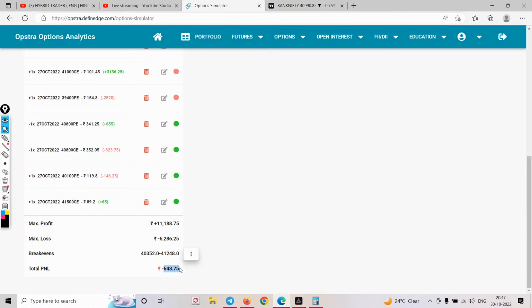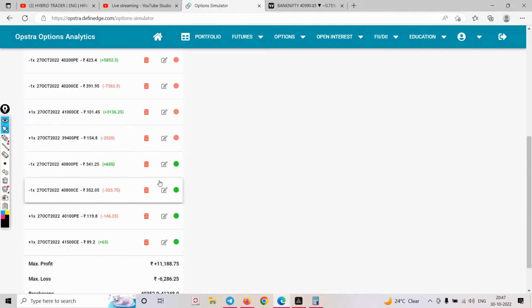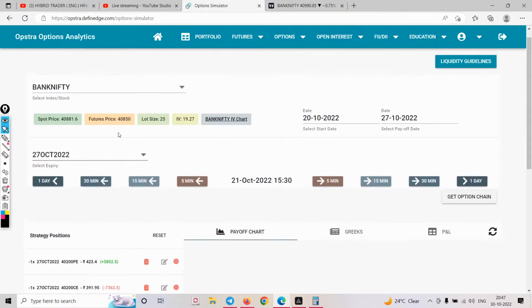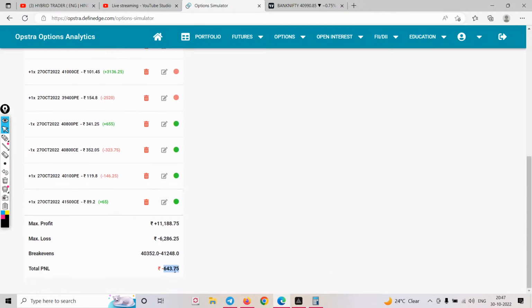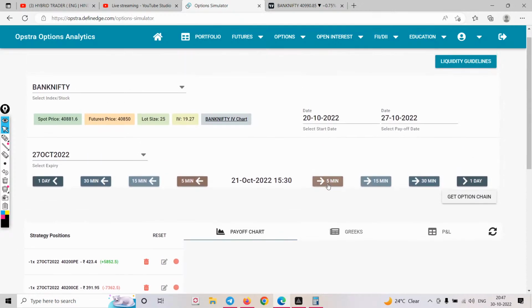Let's say, okay, what was the sold position? Basically this is very important, right? Sold position is like 40,800. Market is standing at 40,850. Our sold position is 40,800. We have a loss of 643. Next morning I'm taking.